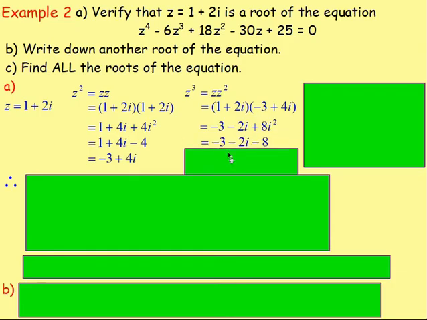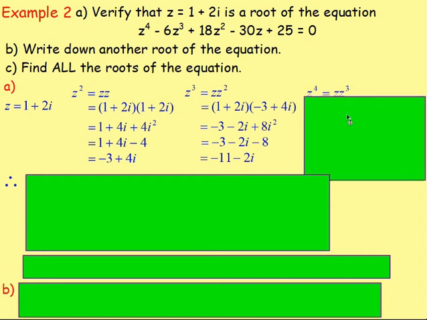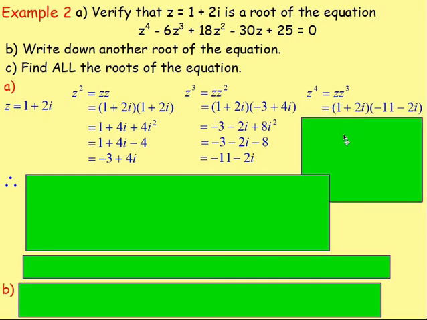Gather the real parts, gather imaginary parts, so -3 take away 8 would give us -11, and the imaginary part, we'll get this -2i. Z to the power of 4, we need that as well. So z to the power of 4, you could work out this different ways. You could just do z squared times z squared, or you could do z times z cubed. I'm using z times z cubed. So the 1 plus 2i times by this negative 11 take away 2i.